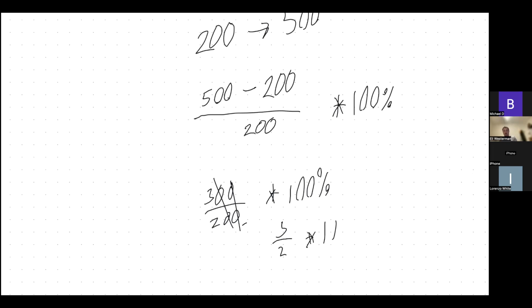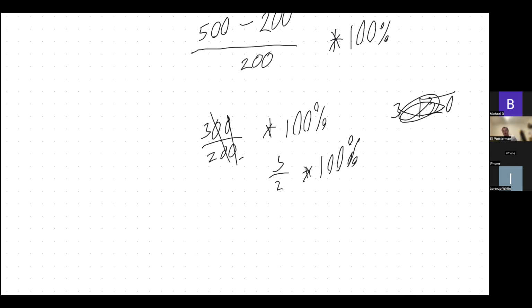Now you can divide this out. No, I got that backwards. Sorry. Let's do it like this. 3 over 2 is 1.5 times 100%. Move the decimal two places. So 150%.